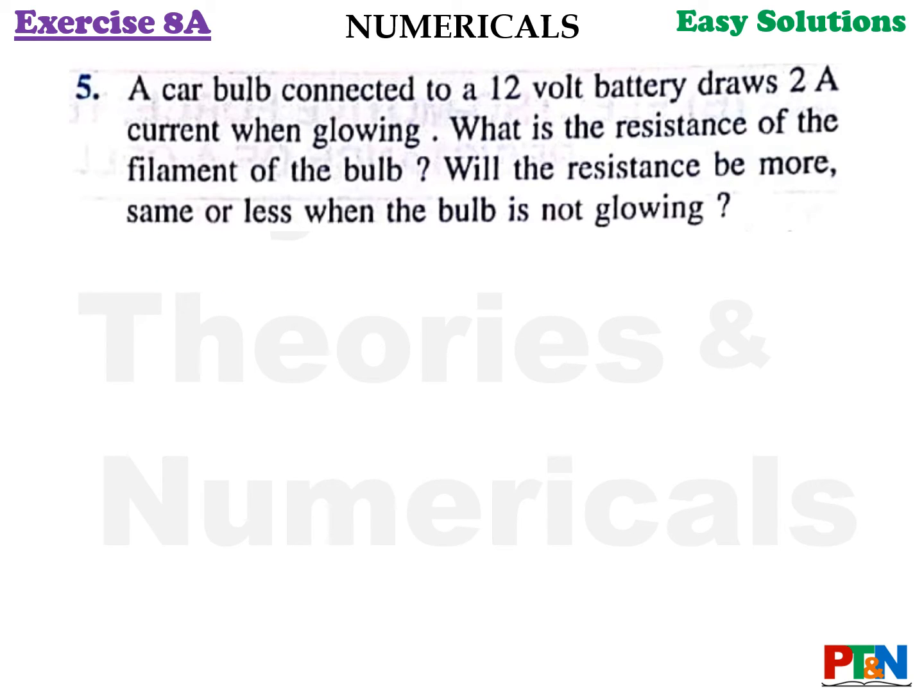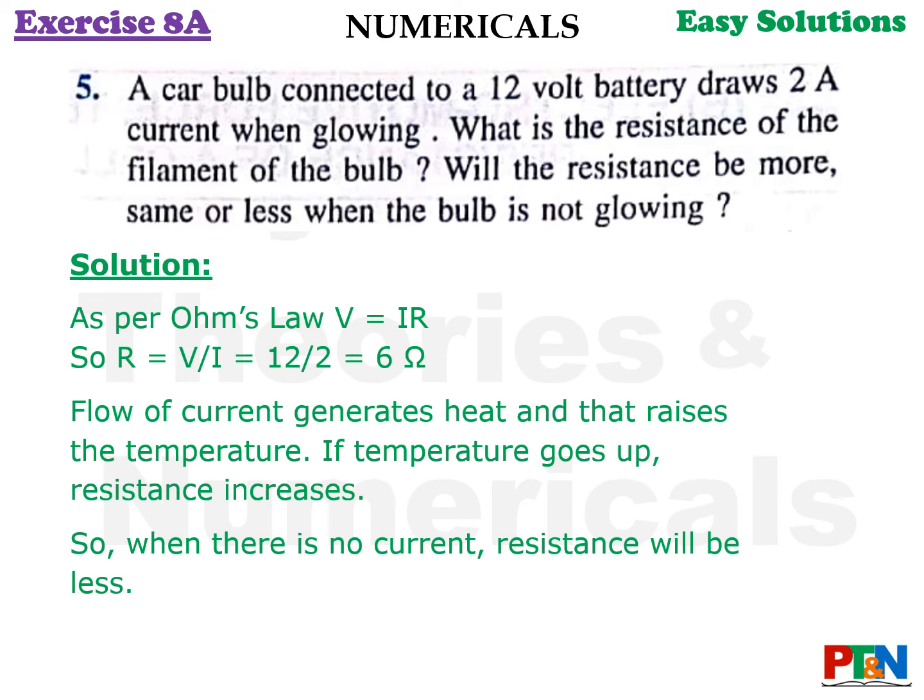Next one. A car bulb connected to a 12 volt battery draws 2 ampere current when glowing. What is the resistance of the filament of the bulb? Will the resistance be more or less when the bulb is not glowing? Again, a simple one. V is equal to IR, and from that you get R. R is equal to V by I. You have been given V and I, so you get the value of R just by dividing.